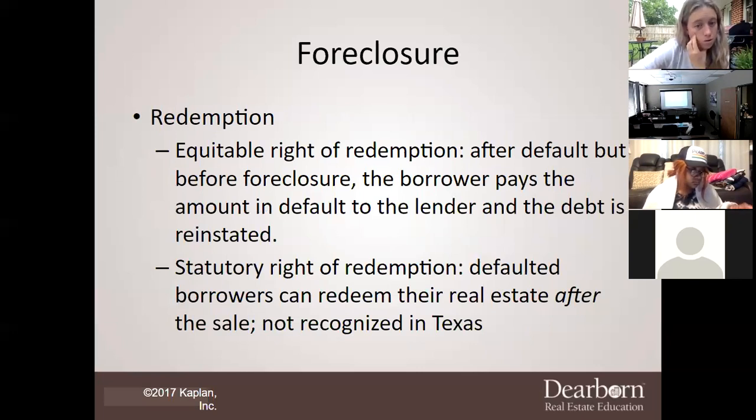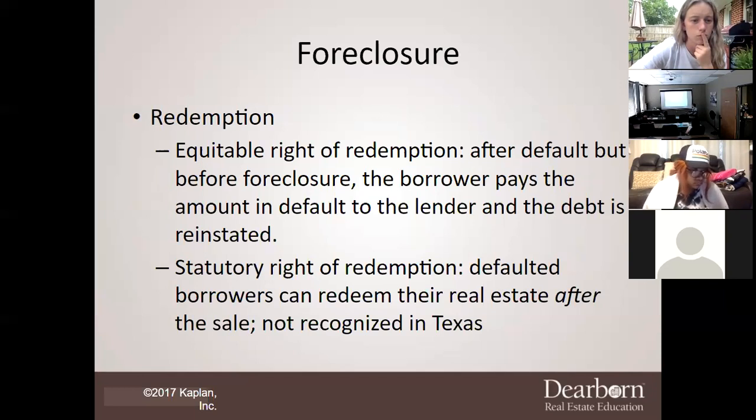There's a redemption period for foreclosure. It's the equitable right of redemption. After default, but before the foreclosure, so after you default, you haven't paid, but before we actually start the foreclosure process, the borrower pays the amount in default to the lender, and the debt is reinstated. So you paid what you owed, and so you get the property back. You have that redemption period.